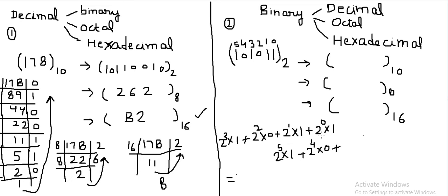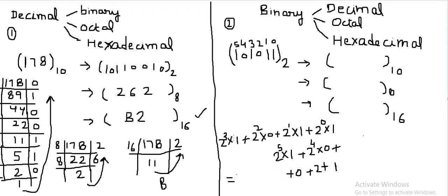Then, if I calculate this, it is 1 into 2 raised to power 0, which is 1, because any number raised to the power of 0 evaluates as 1. So it will be 1 in this case, plus 2 raised to power 1 multiplied by 1, which comes out as 2, right? Plus 0 multiplied by 2 raised to power 2, which means 4 multiplied by 0 is 0. So write 0 here.